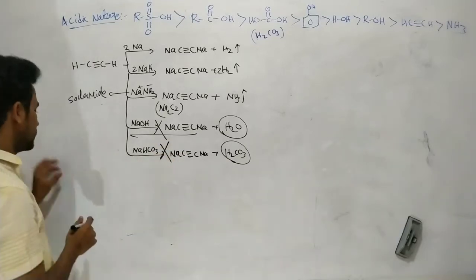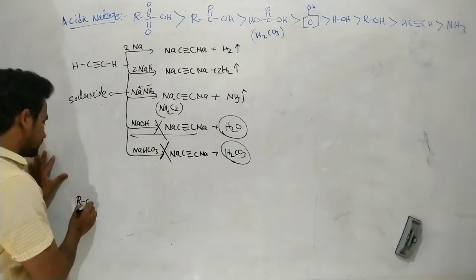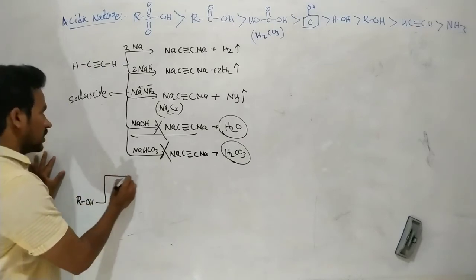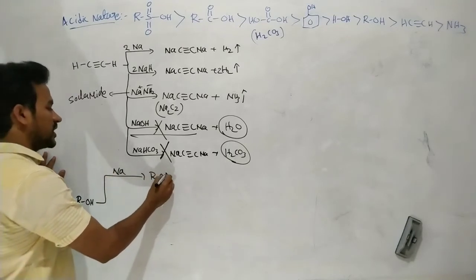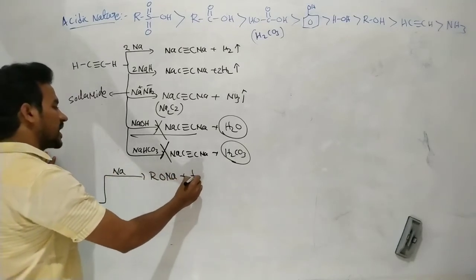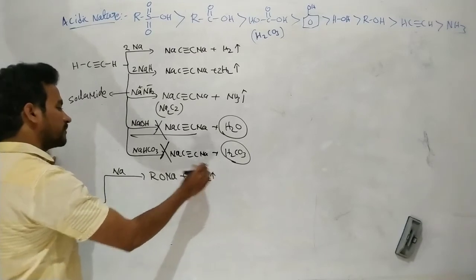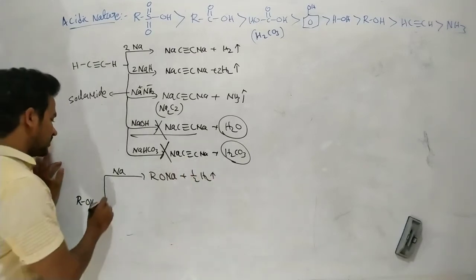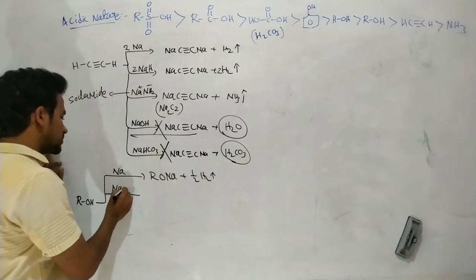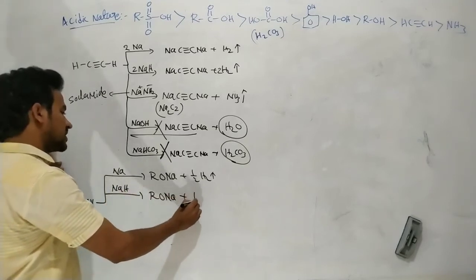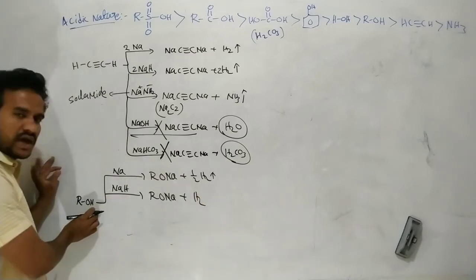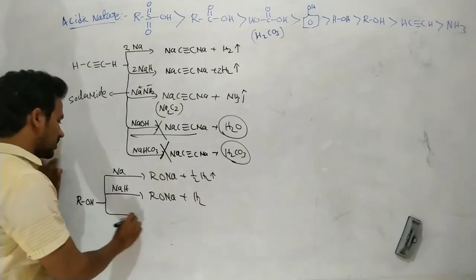Okay, that's it. Now here I'm taking alcohol. The reaction with sodium gives RONa, sodium alkoxide, plus H2 gas. Okay, it's a successful acid-base reaction. Now here, reaction with sodium hydride gives RONa plus H2 gas. H minus removes the H plus, the acidic hydrogen, from the alcohol.